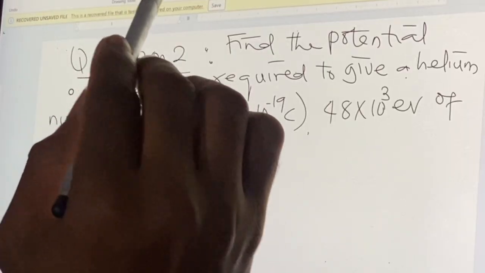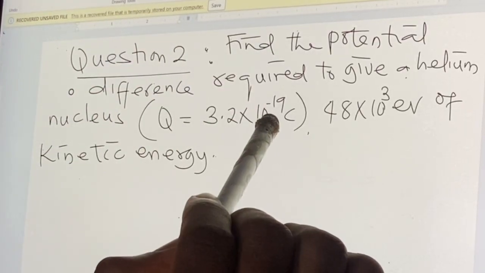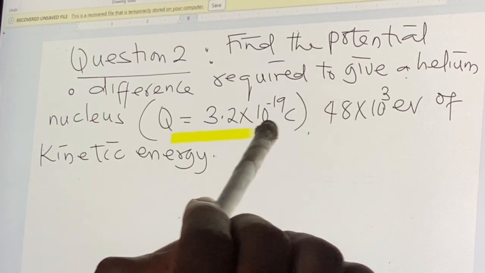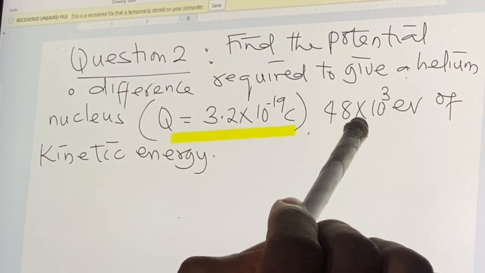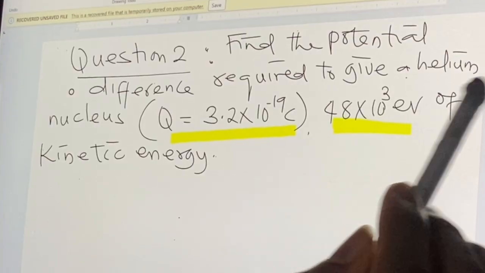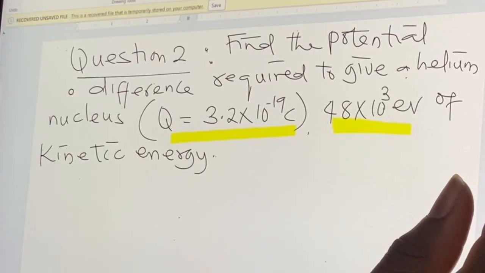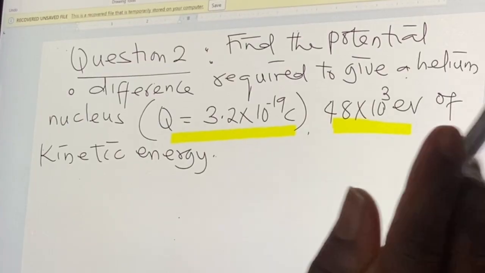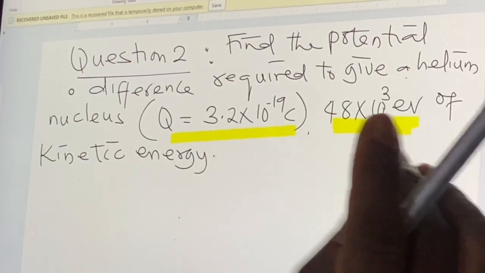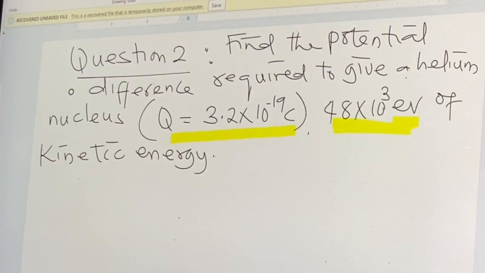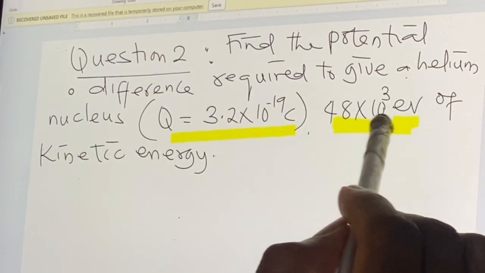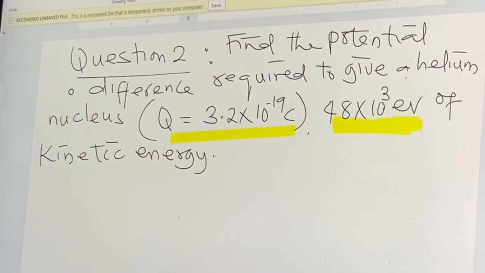The charge here is given to us as 3.2 times 10 to the power minus 19 coulombs, and the kinetic energy is given to us as 48 times 10 to the power of 3 electron volts. So we have to change this electron volt here to joules, since we are solving in kinetic energy, not in photon energy, okay? If it's in a photon energy, the unit of energy will be electron volts. But if the equation is not in photon energy, the unit of energy will be joules. Please pay much attention here.